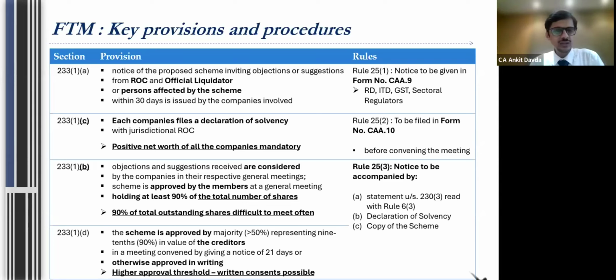Technically, section 233(1) says that before you formally approve a scheme, you need to send a notice inviting objections and suggestions on the scheme from the ROC and OL and persons affected by the scheme. It is a very wide language. Any person who can be affected by the scheme, you need to send the notice to them. Generally we send notices to the RD, regional director, then the income tax department, GST, and sectoral regulators, depending on the status of the company. If there are listed companies, you need to send notices to BSE, NSE, SEBI. Obviously, there are SEBI regulations which govern such mergers, which we'll have to discuss.